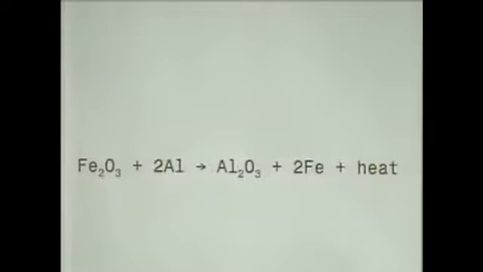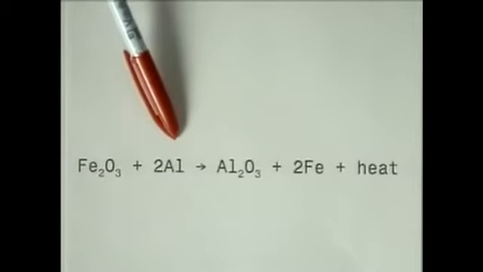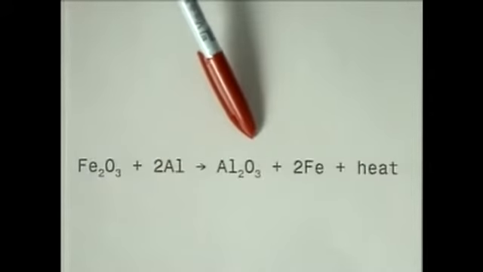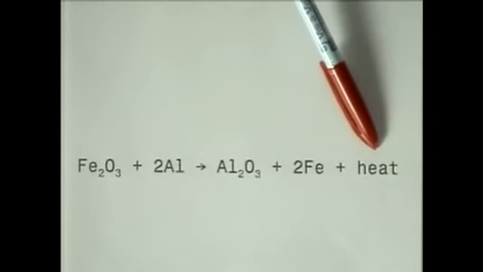Let's take a look at the chemical equation for this dramatic reaction. Here we see that the iron oxide is reacting with the aluminum in a single displacement reaction. The aluminum oxide is produced, and there's the iron metal that you saw in the molten state. And of course, a large amount of energy in the form of heat and light was released.